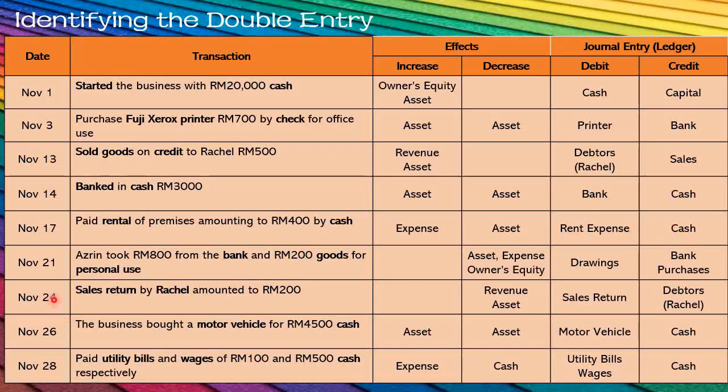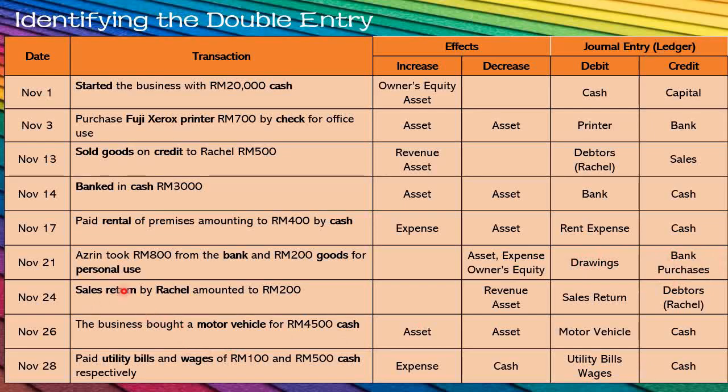Okay. November 21st owner ambil 800 daripada bank dan 200 stok dia untuk kegunaan sendiri, personal use. Jadi ketiga-tiganya berkurang, asset berkurang, owner equity pun berkurang ya. So bila asset berkurang kita kredit. Owner equity berkurang kita debit. So debit drawing, credit bank, credit purchases.